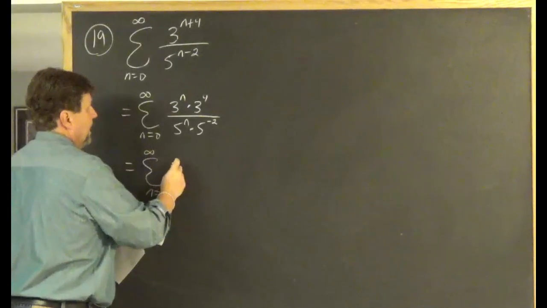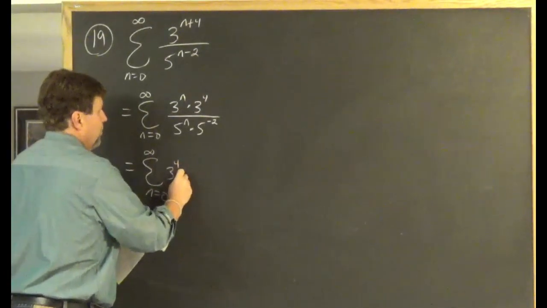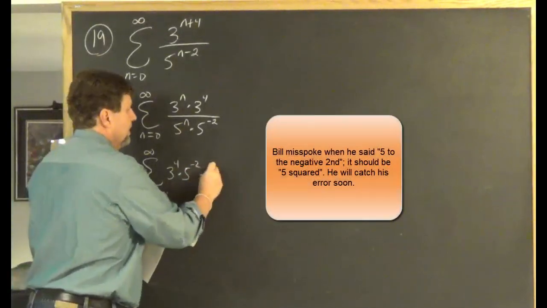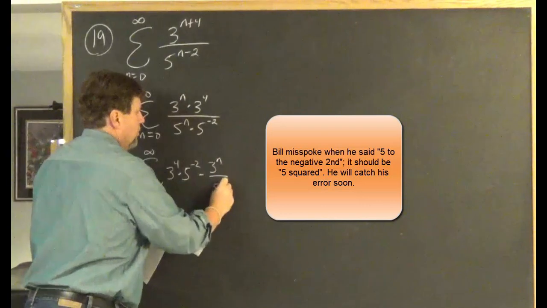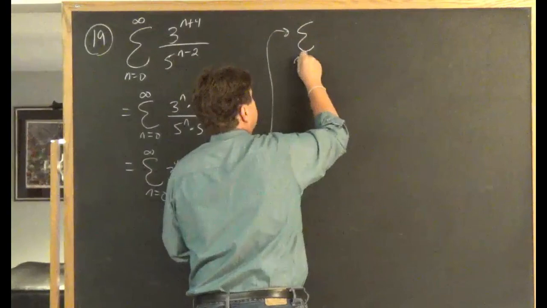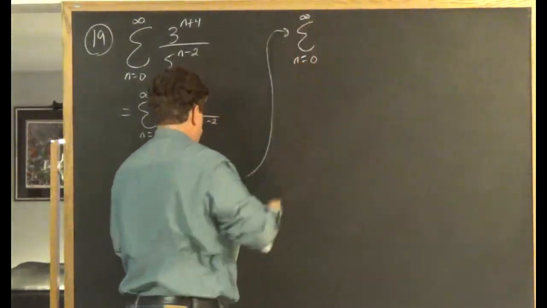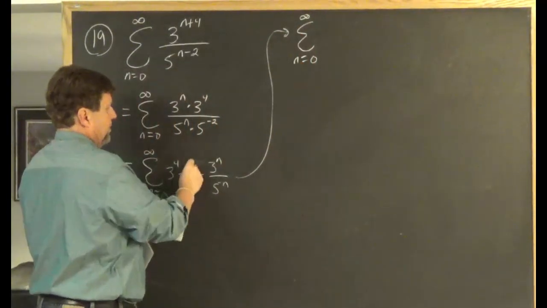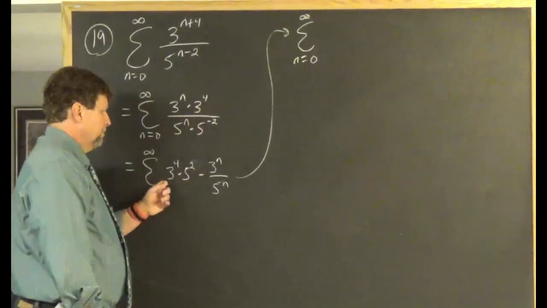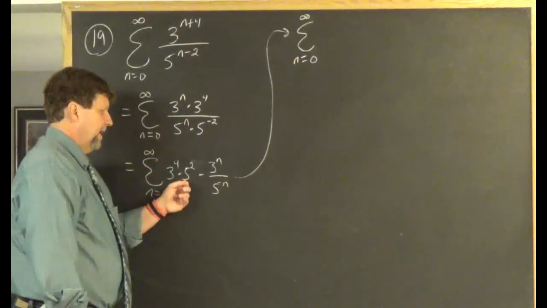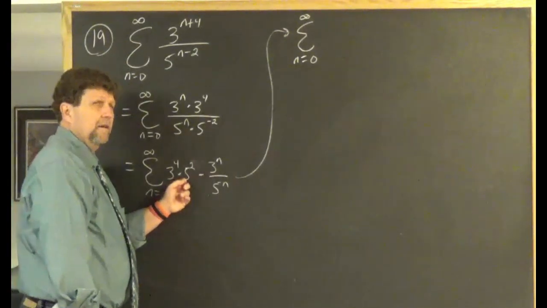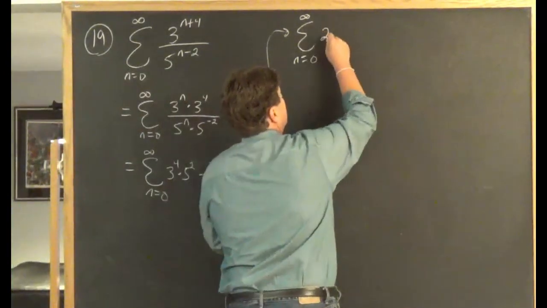So that gives me 3 to the 4th times 5 to the negative 2nd times 3 to the n over 5 to the n. And then pulling it up here, that's a positive 2. Pull it upstairs, the exponent becomes positive. I think 3 to the 4th times 5 squared, see that's 81 times 25. I think that's 2025.